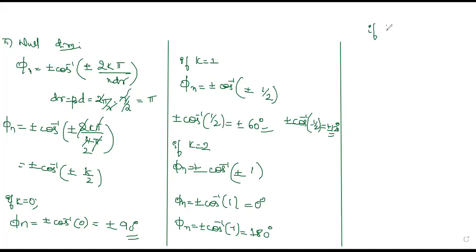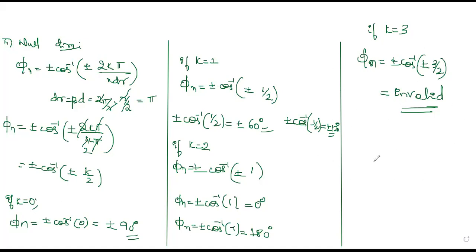Consider if k is equal to 3. So you have phi null is equal to plus or minus cos inverse of plus or minus 3 by 2. What is the value? Error. Anything greater than 1, you will get as invalid points. So 3 by 2 is 1.5, you'll not get the values. So in both the cases, you're getting invalid points. So consider first the formula, substitute as you did for side lobe level 0, 1, 2, 3 until you get the invalid points.